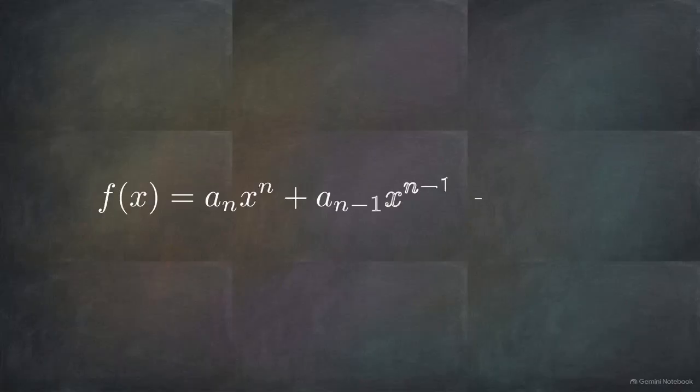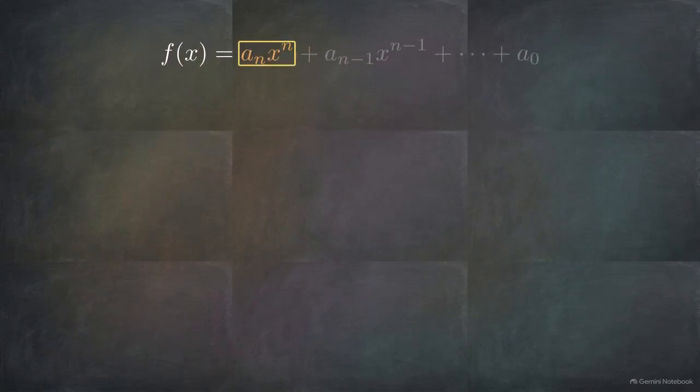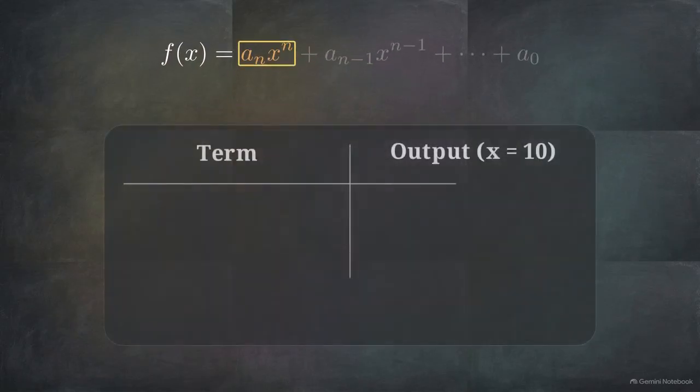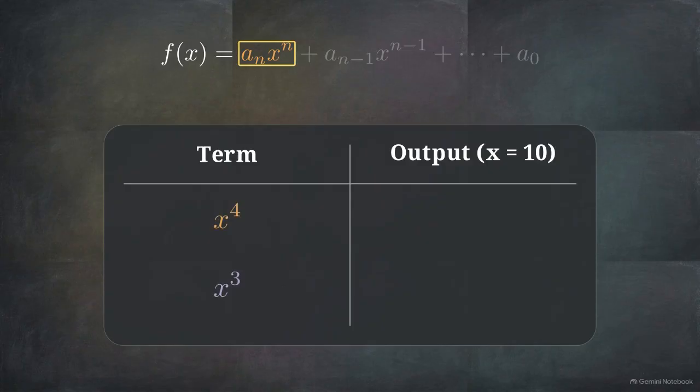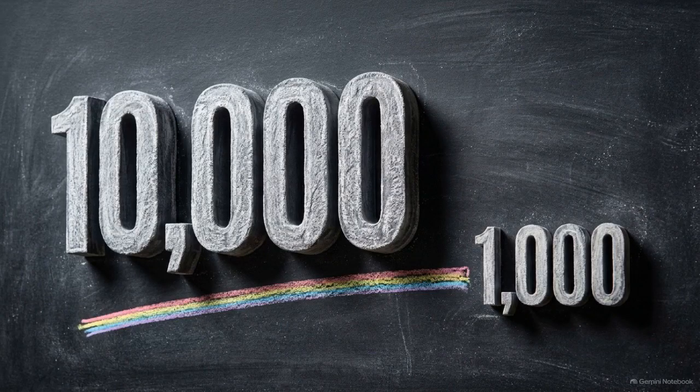This is the standard format of a general polynomial equation, organized as a string of terms with descending powers. To see why the leading term always wins, we have to isolate it from the rest of the equation and compare their relative strengths. If we compare a degree 4 term to a degree 3 term at a small value, like x equals 10, the outputs are 10,000 and 1,000.